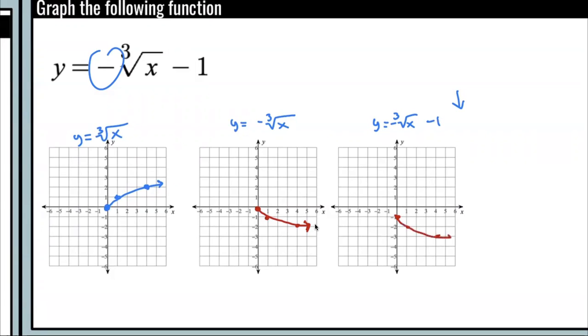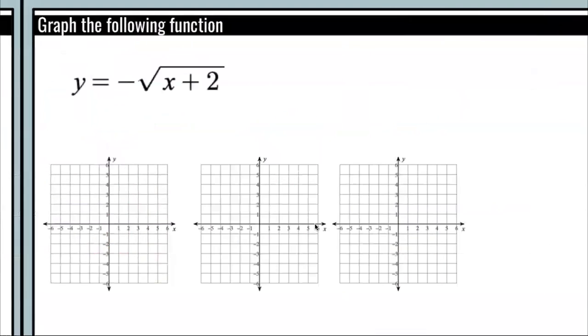And that's our graph. Let me just go ahead and label some points for us. The key points are 0, 0, 1, 1, 4, 2. We go to 0, 0, 1, negative 1, and 4, negative 2. This one goes 0, negative 1, 1, negative 2, and 4, negative 3. Go on to our next slide.